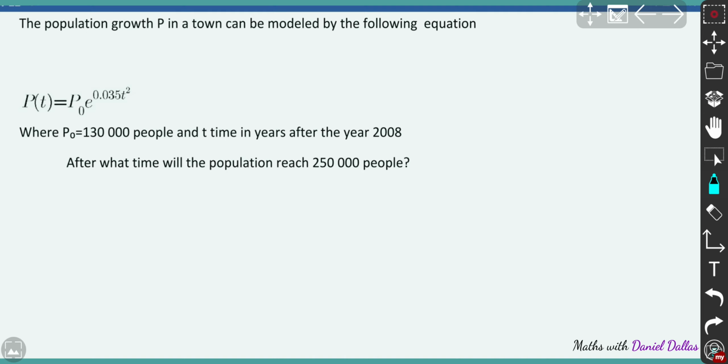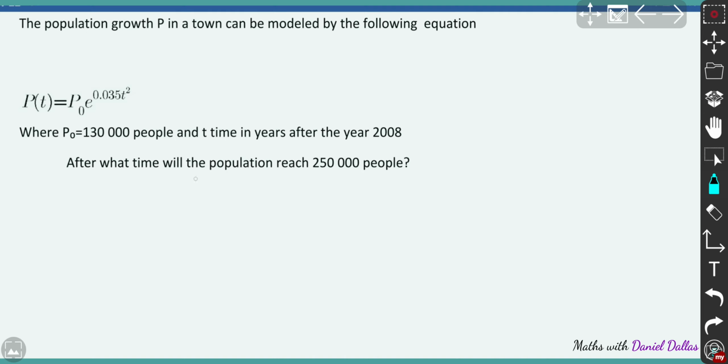And let's try how you can solve a word problem that's connected somehow to logs. So let's try to read. The population growth P in a town can be modeled by the following equation. So P is a function of time, equals P0 e to the power 0.035 t squared, where P0 is 130,000 people and t is the time in years after the year 2008.